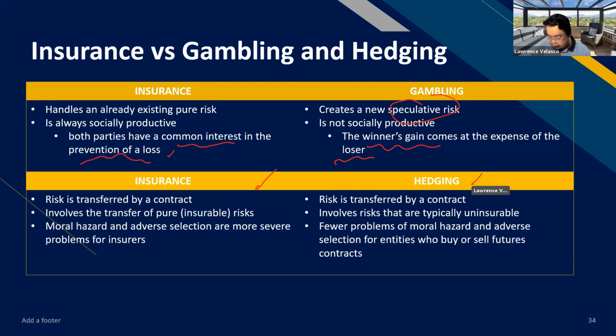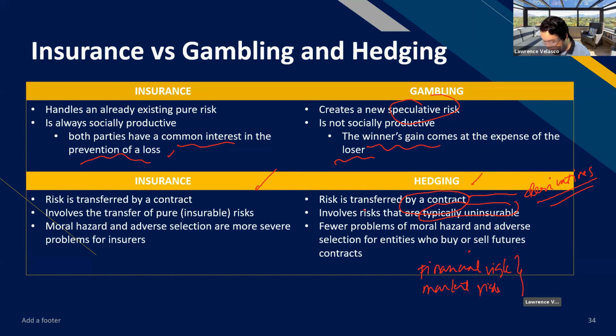Insurance versus hedging. Hedging are risk transfers by contract. Okay, so if you have derivatives, for example, those are hedging instruments. And usually hedging is done for risks that are typically uninsurable. So the financial risk I mentioned earlier, and the market risks I mentioned earlier, usually these can be hedged rather than insured. Okay? Because the business model of insurance doesn't exactly work for these kinds of risks. You'll probably learn more about this during the session on financial risk. Fewer problems of moral hazard and adverse selection for entities who buy and sell futures contracts. You'll deal with this more under financial risk.